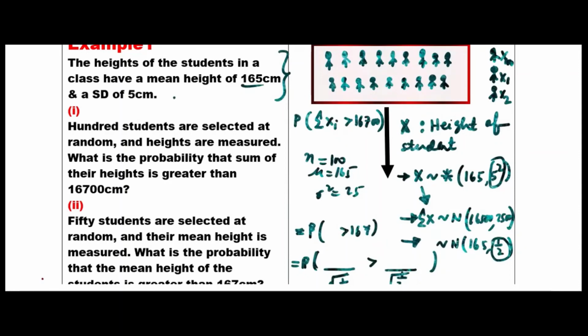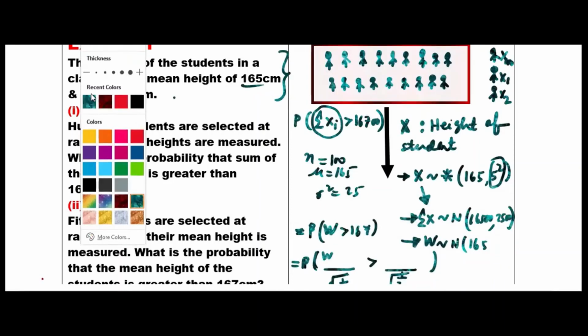Let me replace this one by another random variable so that it will be easier for me. I will treat this as a normal random variable W. W is greater than 16700, that is what I need to find. So I need to know the distribution of W. Distribution of W is normal with mean 16500 and variance 2500.